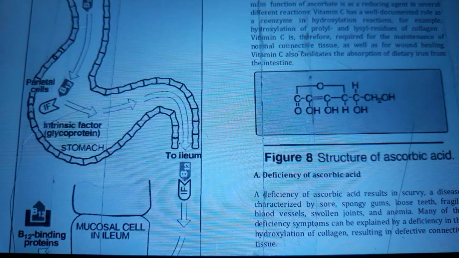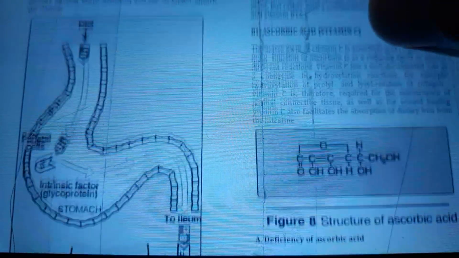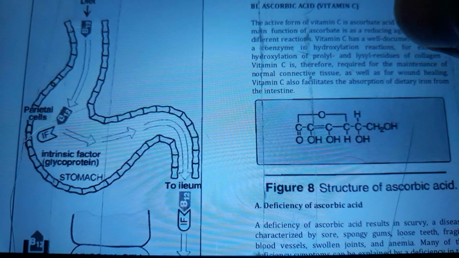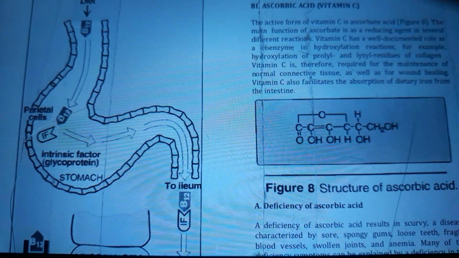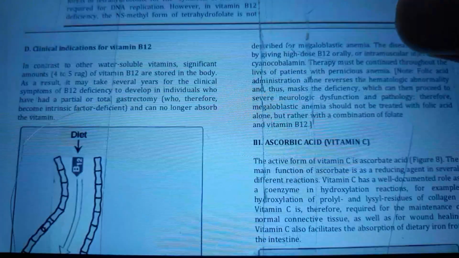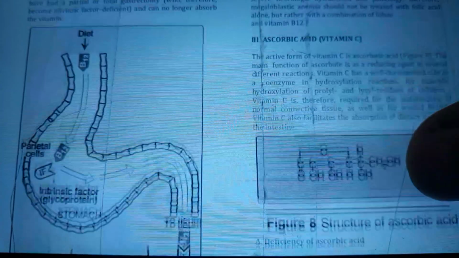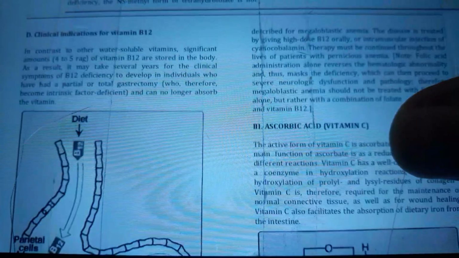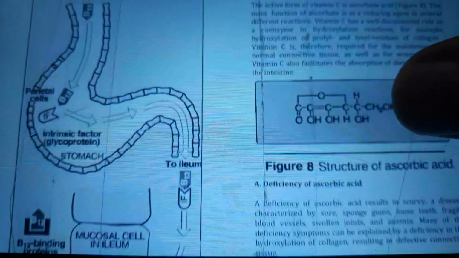The next topic is ascorbic acid, vitamin C. I think it's number 3 there. Yeah. This is 1, and this is 2. Number 2-1 would be vitamin ascorbic acid, vitamin C.